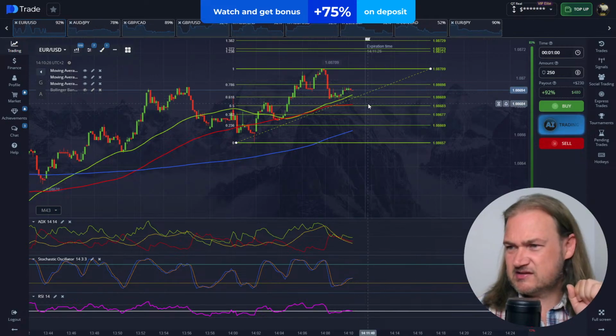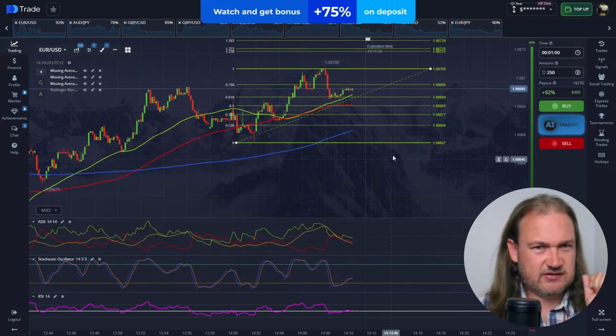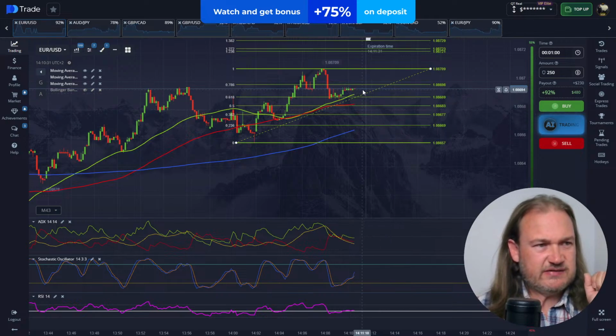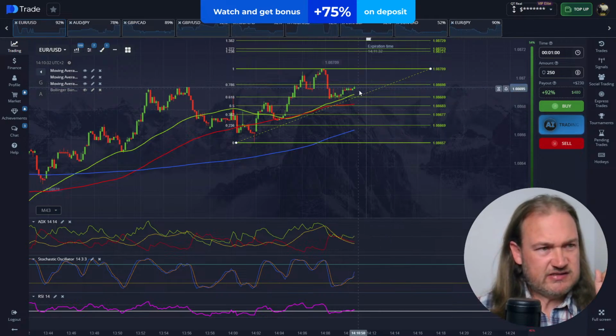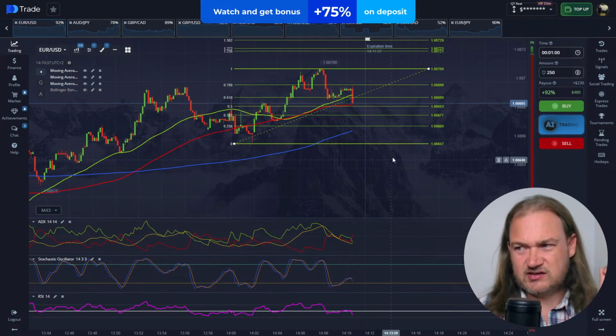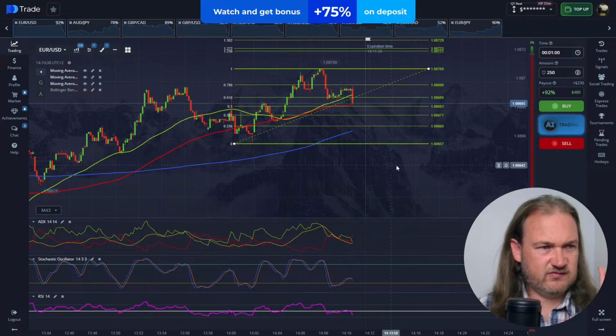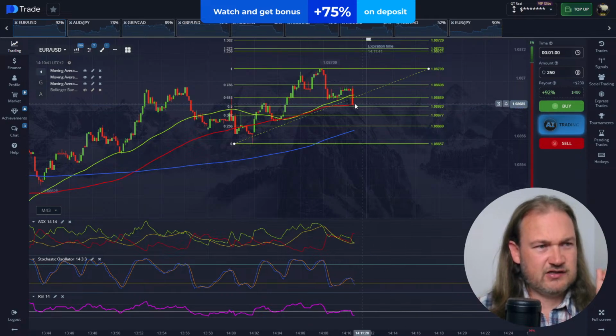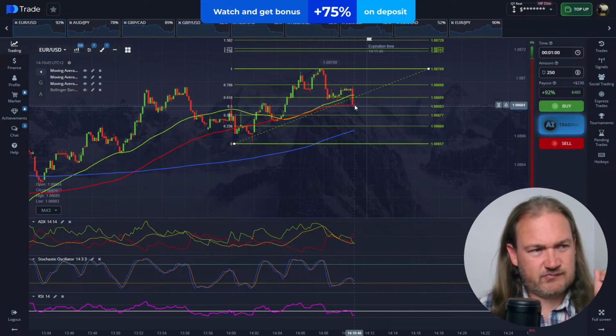So we're going to sit for a second and see if we get any entries anywhere. But this volatility is kind of putting a pause on our trading. We're hitting the 50 line right on the 100 moving average. Let's see if this breaks.